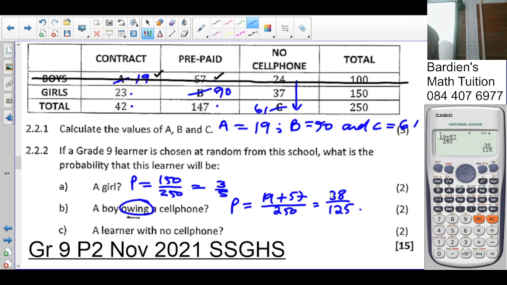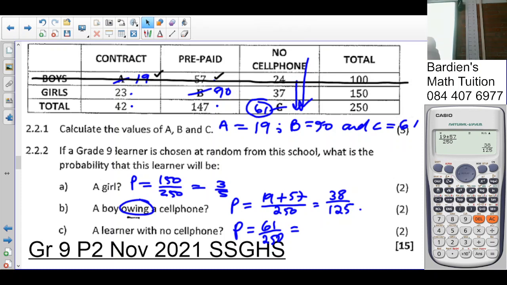A learner with no cell phone. So how many learners have no cell phone? 61 have no cell phones. It didn't specify boy or girl. So the probability is going to be 61 out of 250. I almost think 61 is a prime number. You can test if it's a prime number. Yes, 61 is a prime number.